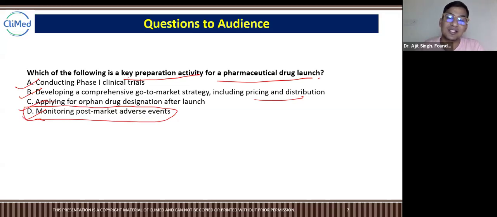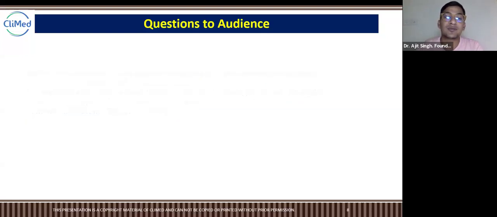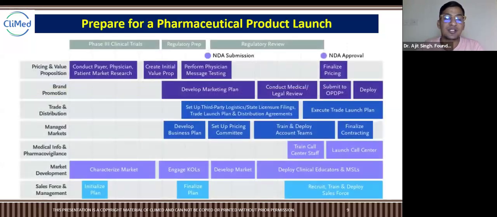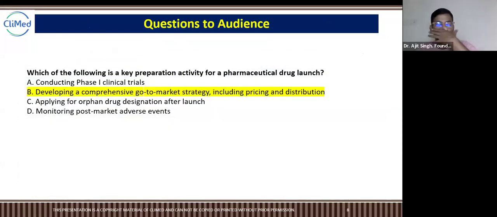Conducting a phase 1 clinical trial is not part of pharmaceutical drug launch preparations. But developing a comprehensive go-to-market strategy, including pricing and distribution, is the main part. So this is the answer. Now, guys, my question to all of you.